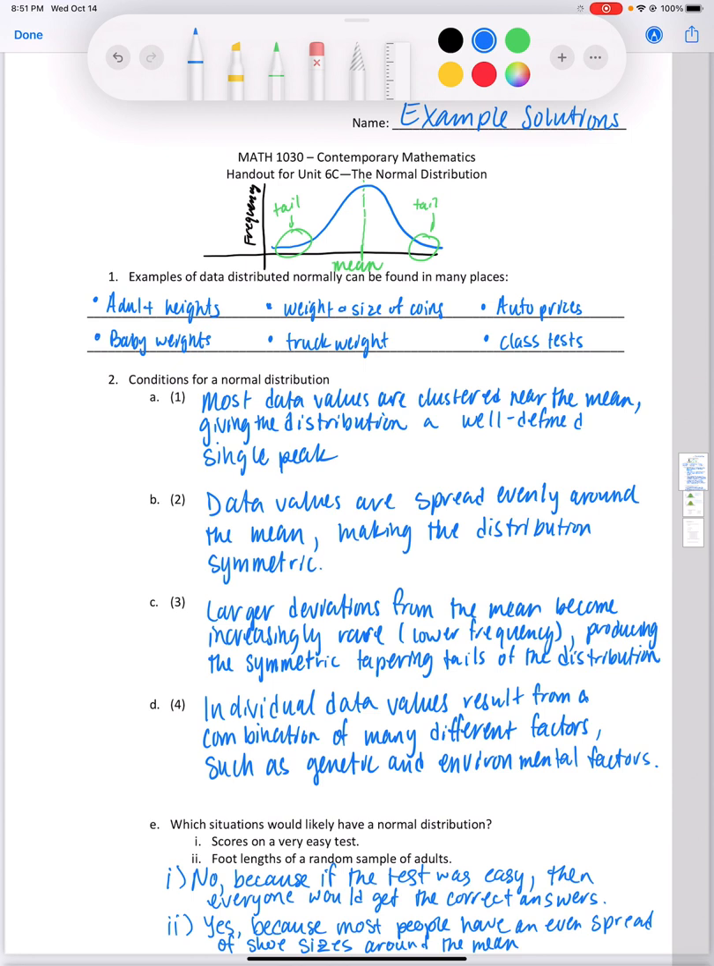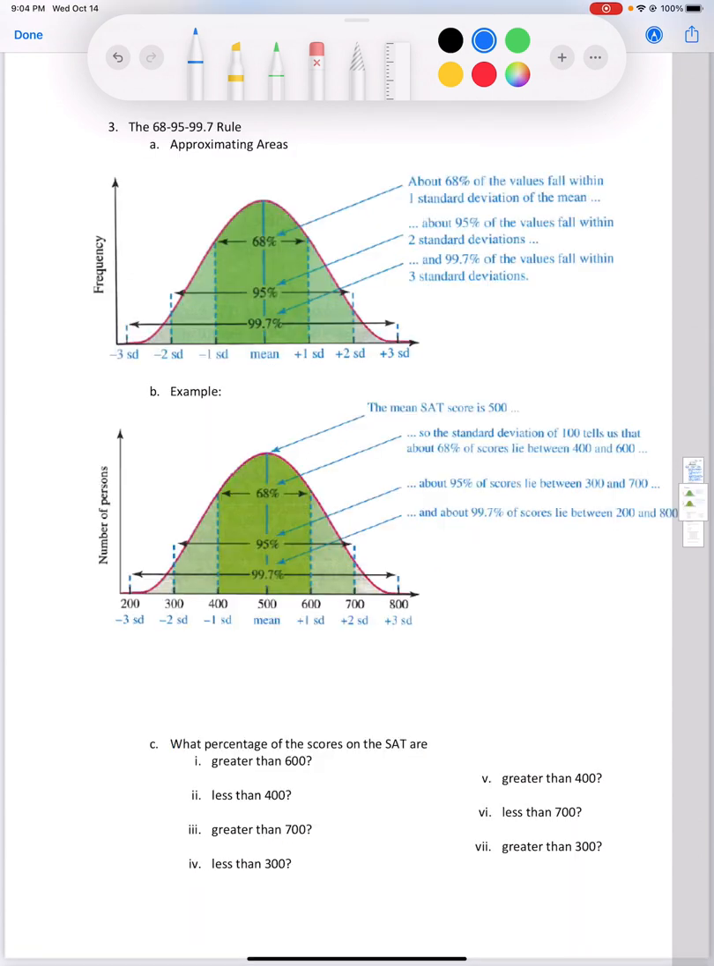Okay, so that would follow our normal distribution. We're going to now look at what the book refers to as the 68, 95, 99.7 rule. We need to approximate the data spread using the standard deviation around the mean. So when we go above and below the mean by one standard deviation, we have this area here.